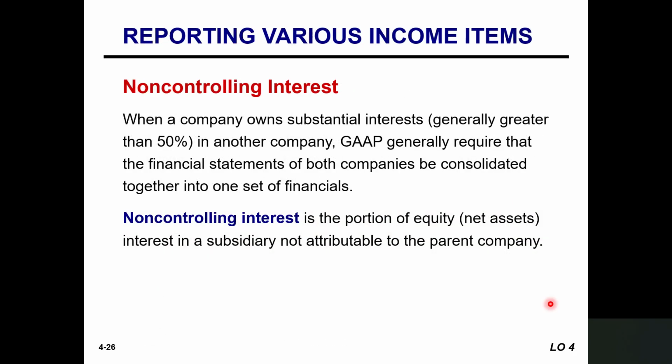So, reporting various income items, non-controlling interest. When a company owns a substantial interest, generally greater than 50%, in another company, GAAP generally requires that the financial statements of both companies be consolidated together into one set of financials. The non-controlling interest is the portion of the equity interest in a subsidiary not attributed to the parent company.